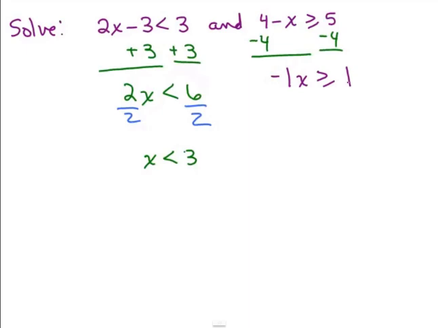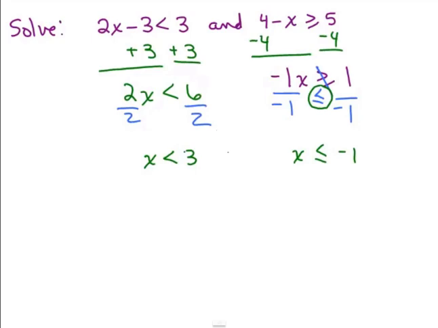And now we need to multiply or divide both sides by negative 1. And remember what happens when you divide or multiply by a negative number? It switches the inequality sign. So instead of it being greater than or equal, it's actually less than or equal. So on this side, I've got just x is less than or equal to negative 1. If you want, you might want to circle that so you don't forget. That's the one you're going to use.